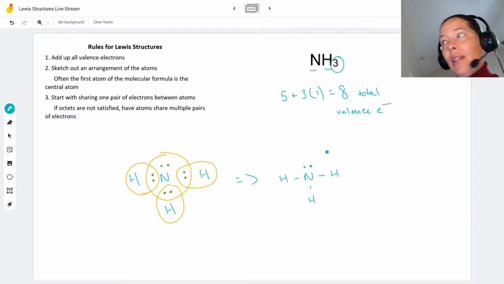Okay, before I move on, let me see if there are any questions. Okay, it doesn't look like there are any questions. These hopefully are pretty easy structures. Again, I like to start with the easier ones so you get comfortable with the rules and we can build confidence as we go.